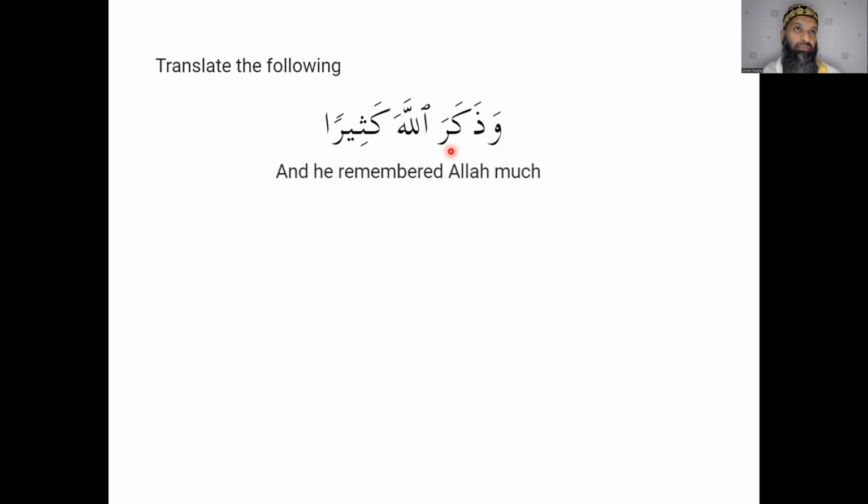Dhakir. I'm just thinking of some other ones that we know. Anyway, okay, so dhakara. Dhakara means to remember. So in a sentence, he remembered. Wa dhakara, and he remembered Allah. And he remembered Allah. Kathiran. Remember kathiran, lesson 1 vocabulary, I think, or lesson 2. Kathiran means a lot. That's where the name dhakir comes from. That's right. Dhakir is the one who does remembering. So dhakir literally means rememberer, the one who remembers.